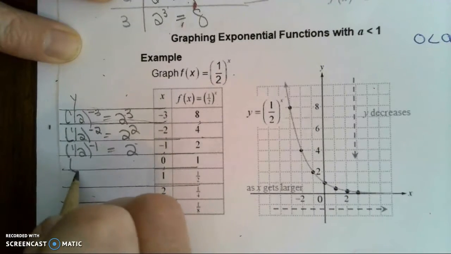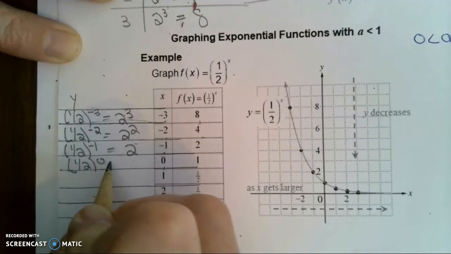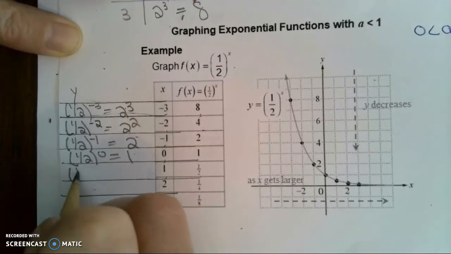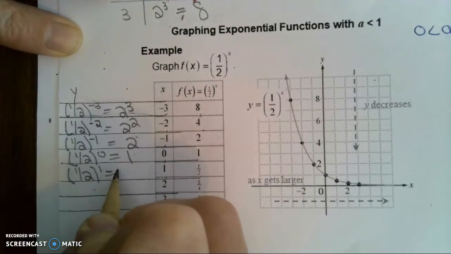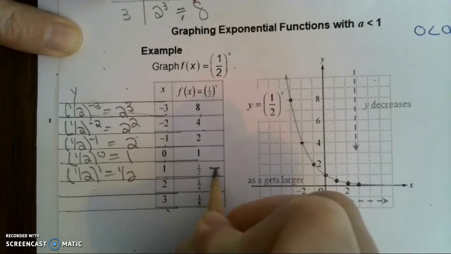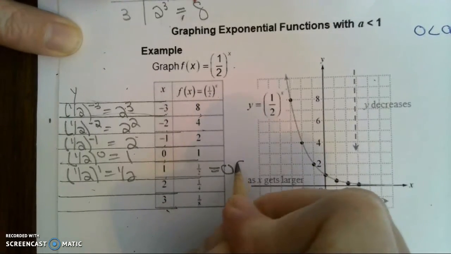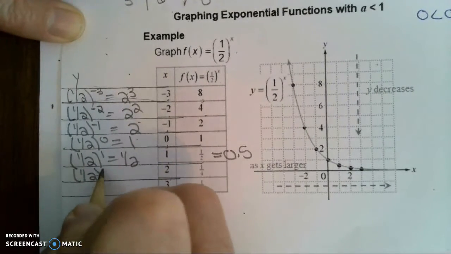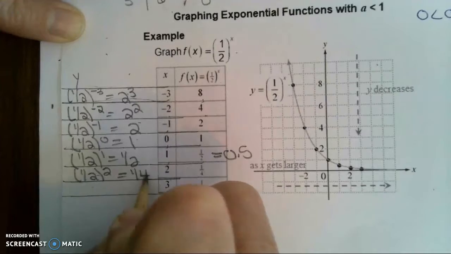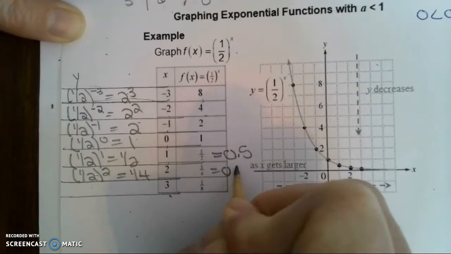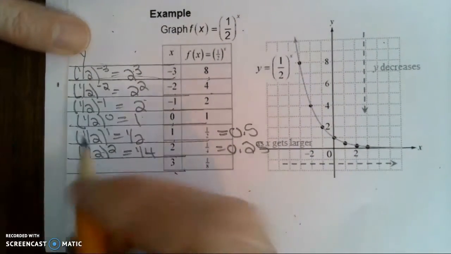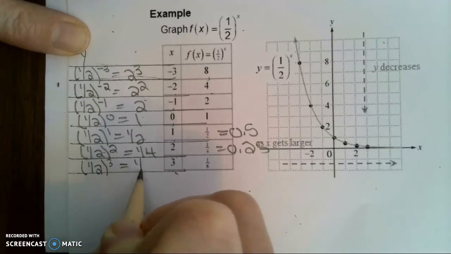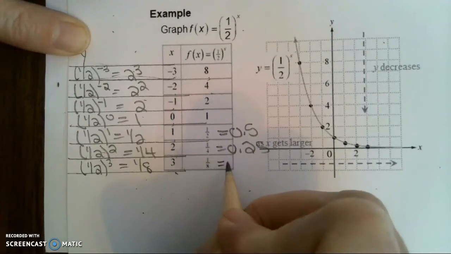1/2 to the 0 just gives me 1. 1/2 to the 1 just gives me 1/2. And if you want to put that in decimal form, I'm just going to put 0.5 because sometimes that's just easier to graph it that way. 1/2 squared is 1/4. And that's 0.25. And then 1/2 cubed is 1/8. And again, I'll put that as 0.125.